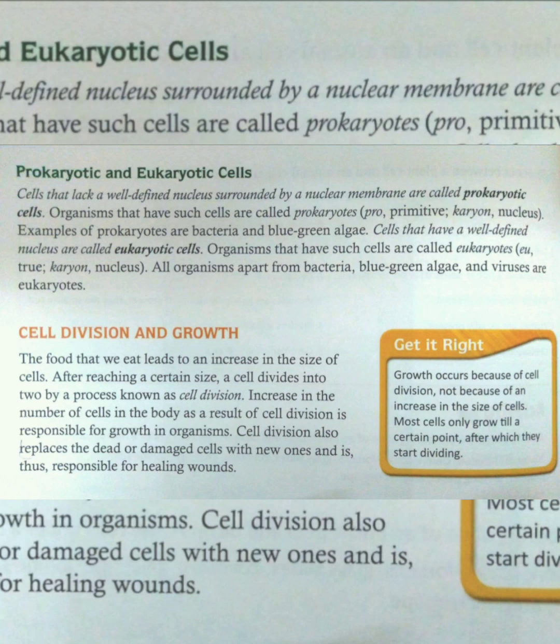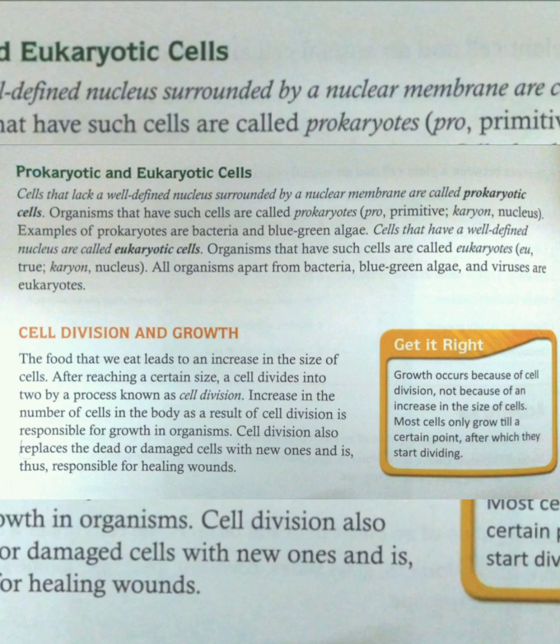But on the other hand, if you look at eukaryotic cells, they have a well-defined nucleus, and the nucleus has a nuclear membrane. These are known as eukaryotic cells, and the organisms that have eukaryotic cells are known as eukaryotes. Eu means true, and karyon means nucleus. For example, all the organisms other than bacteria, blue-green algae, and viruses are all eukaryotes.